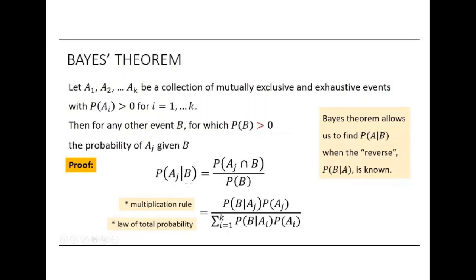Now, the probability of one of these events given that B has occurred previously. Okay, we know the definition of conditional probability. So it's the probability of the intersection of Aj and B divided by the probability of B.